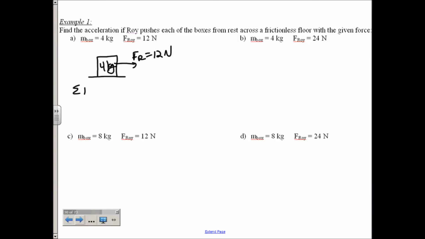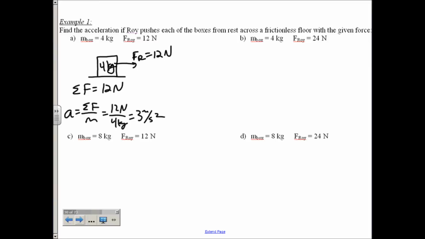So our net force is going to be 12 newtons because it says that it is a frictionless floor. So we're going to find our acceleration. Acceleration is net force over mass. The net force is 12 newtons. Mass is 4 kilograms. Divide it out, and you get 3 meters per second squared. Okay? And we'll focus more on what that means in a minute. It's telling you that it's going to accelerate at 3 meters per second squared. It's kind of telling you how quickly it's going to speed up.